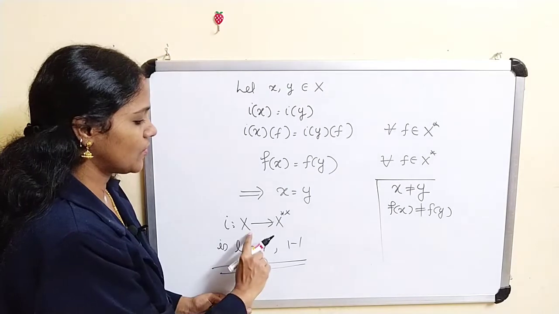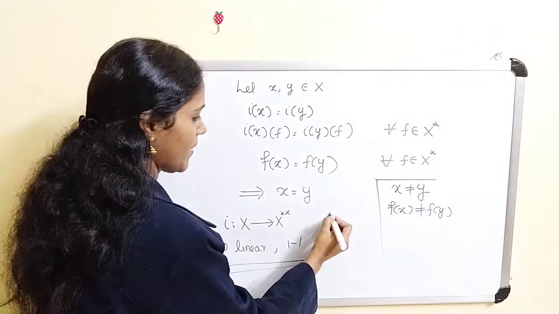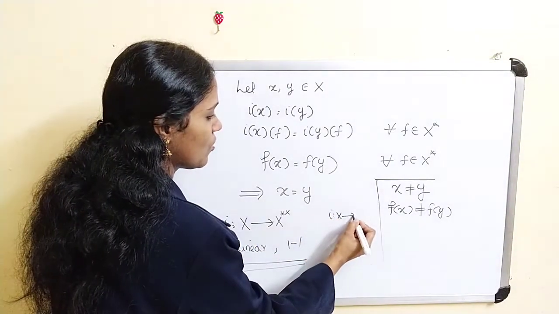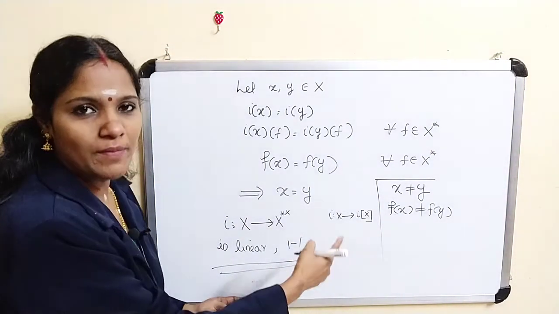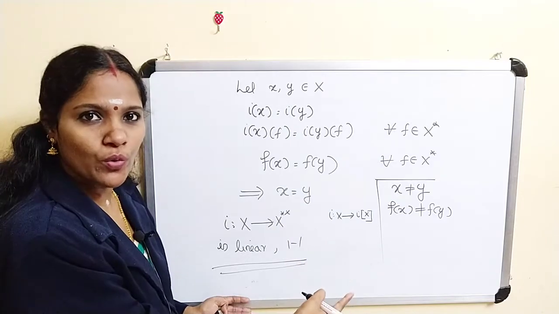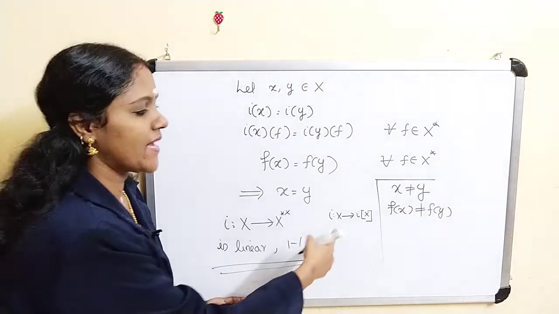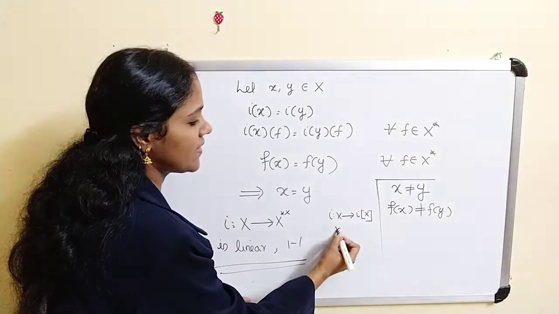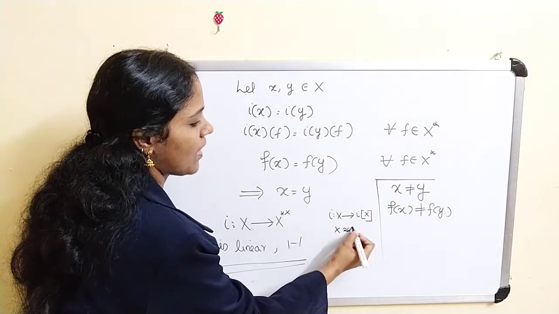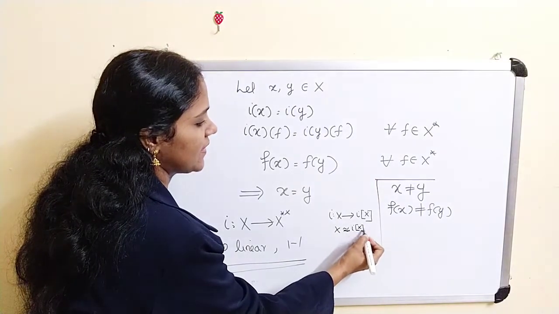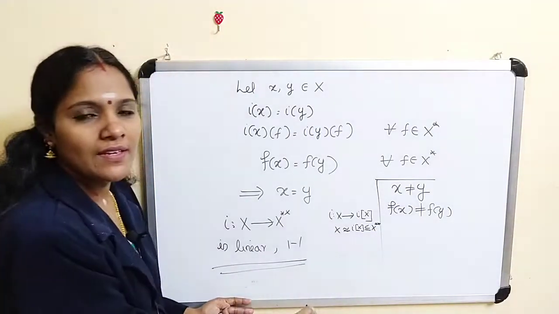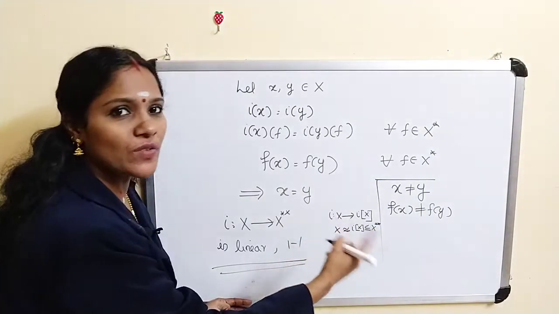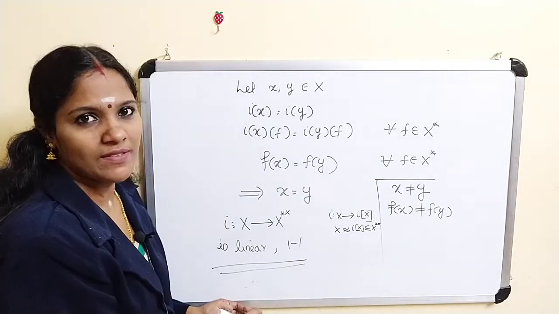And this is also linear. Therefore, if you consider the map I from x to I of x, then clearly this map is 1 to 1 and onto, and linear. That means they are isomorphic. That means x is isomorphic to I of x, and clearly this is a subspace of x double star. Therefore, we can identify x with a subspace of x double star.